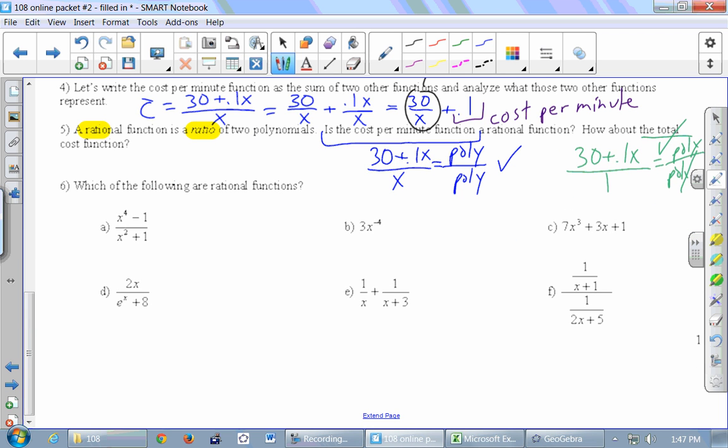Number 6, which of the following are rational functions? Pause the video here and see if you can figure out exactly which ones are and which ones are not. Remember again, a rational function is just a ratio of two polynomials.